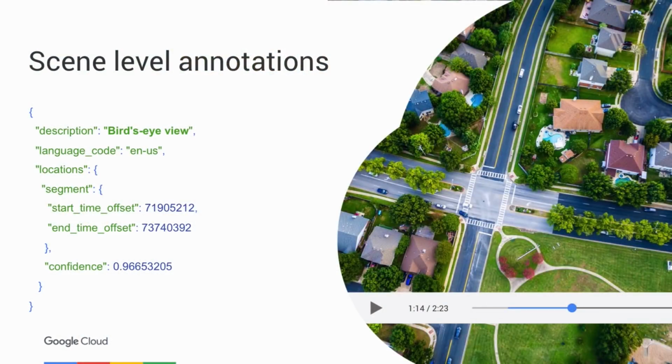So let's take a look at the JSON response for scene level annotations in the Video API. We can see here that we have a clip in our video that contains a bird's eye view scene in it. And the Video API is able to identify this as a bird's eye view. And in that segment object, it's able to identify the start time and end time for this label in our video. It also gives us a confidence score of how confident it is that it was able to correctly identify this as bird's eye view.